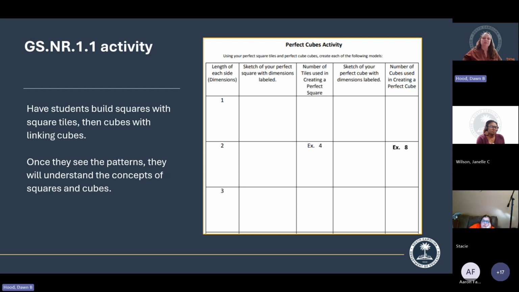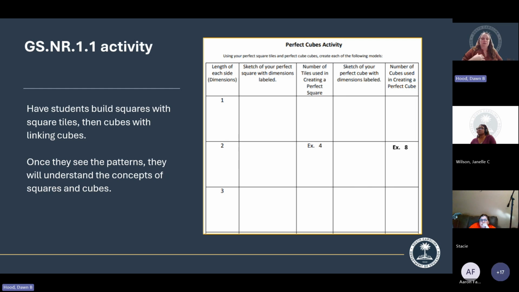somewhere, I think it's linked in the slide deck, is where they can build perfect squares and perfect cubes. So you see just a piece of it here. Using square tiles, they can build the perfect squares, and then give them cubes or linking cubes, and they can build their perfect cubes, and they can sketch what it looks like. They could talk about what it looks like and think about how to create these.